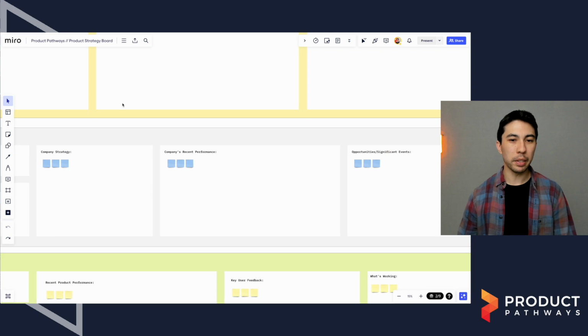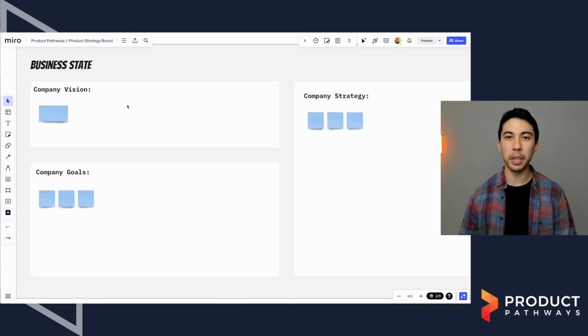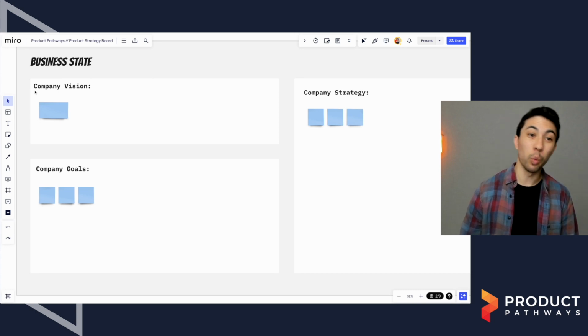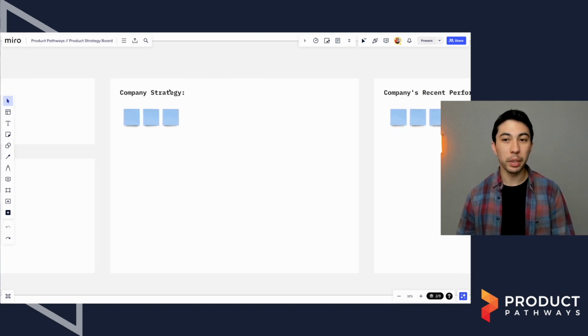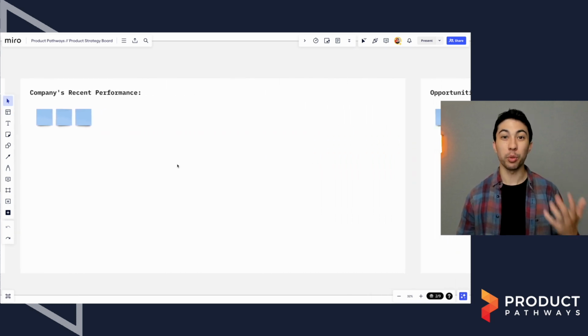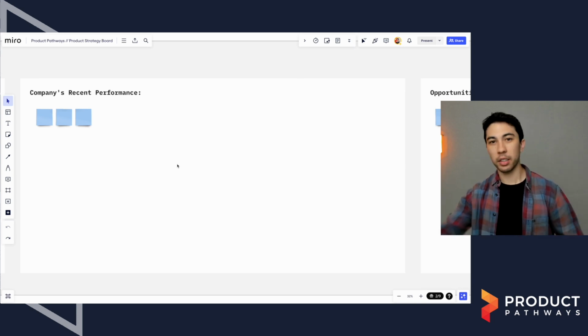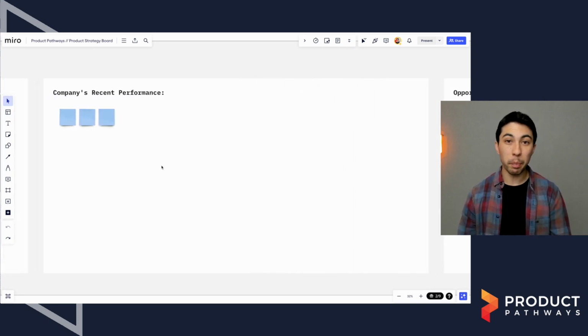Then we get down to the business, and I've broken this down into essentially gathering some key information about our company, like what is our vision? What are our goals if we have them? What is our company strategy? How has our company performed recently? Are we growing? Are we shrinking? What products are going well? What products aren't? Those types of things. Maybe even some user feedback here or brand perception.